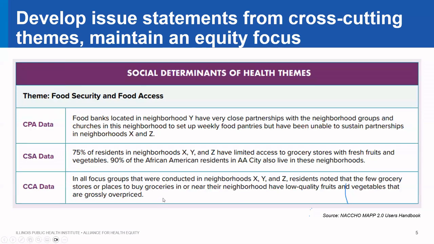And then when they looked at their primary data from communities, it said that in all focus groups that were conducted in neighborhoods, residents noted that the few grocery stores or places to buy groceries in their neighborhood have low quality fruits and vegetables.